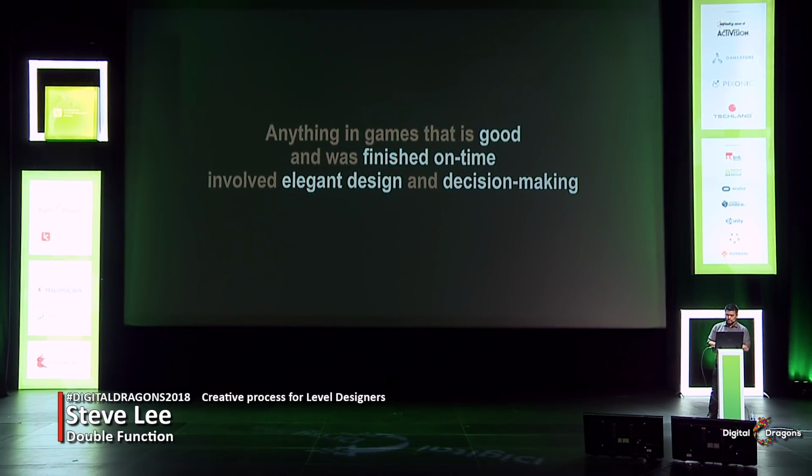So yeah, I think elegance is really important and worth a lot of thought at every stage of the process. I'd go as far as saying that anything in games that is really good and was finished on time, or anywhere close to on time, involved elegant design and decision making. And it's something we should be mindful of whenever we can.